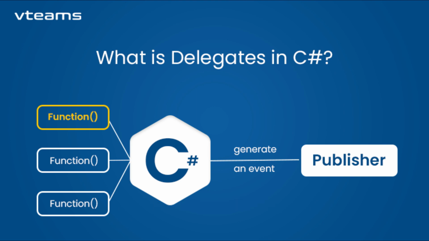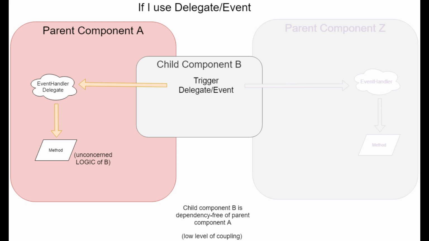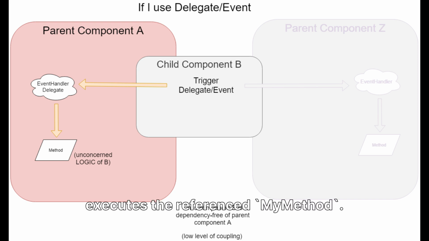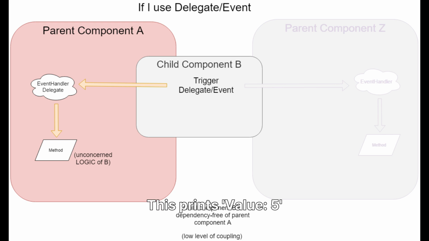To use our delegate, we declare a variable of type myDelegate. Then, we assign myMethod to this delegate variable. This assignment establishes the crucial link, referencing the specific method we want to invoke later. It's like programming a remote button. Finally, with del referencing myMethod, we can invoke the delegate like a regular method. Calling del with an integer, such as 5, executes the referenced myMethod. This prints value 5 to our console, demonstrating the indirect method call.